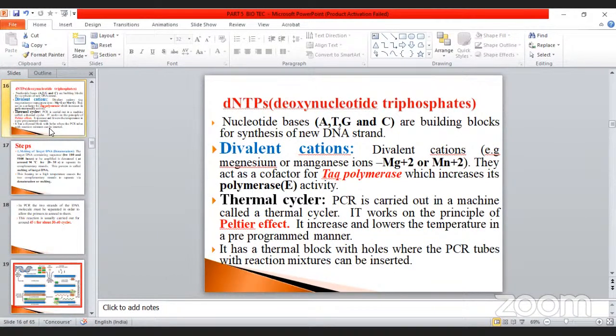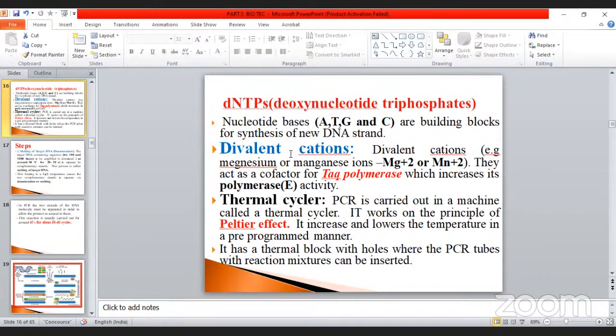If energy is required, that is provided by the deoxynucleotide triphosphates. Remember, DNA contains 4 nitrogen bases, and the 4 nucleotides are also included: adenine deoxynucleotide triphosphate, thymine deoxynucleotide triphosphate, guanine deoxynucleotide triphosphate, and the last one is cytosine deoxynucleotide triphosphate.